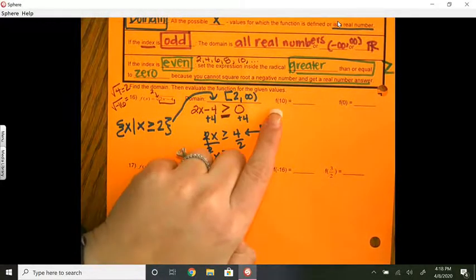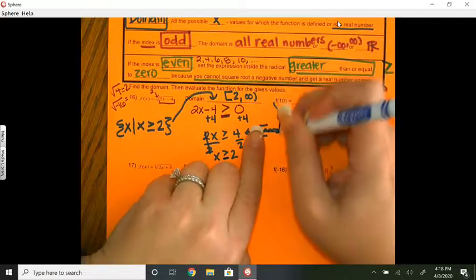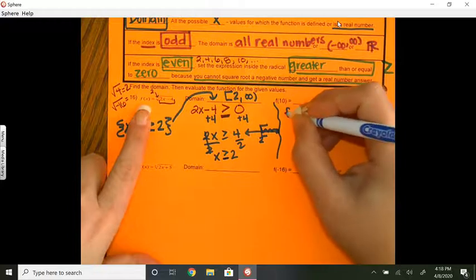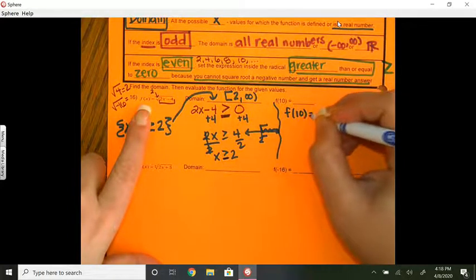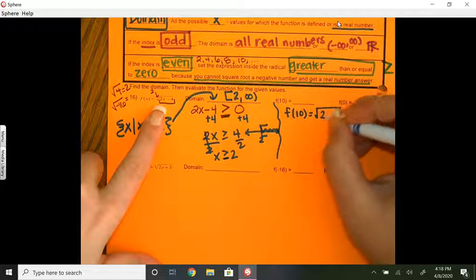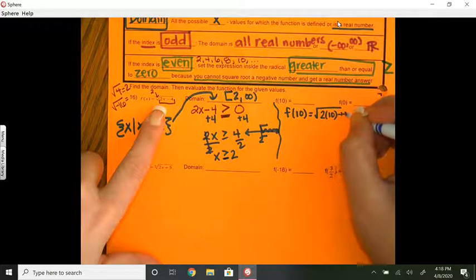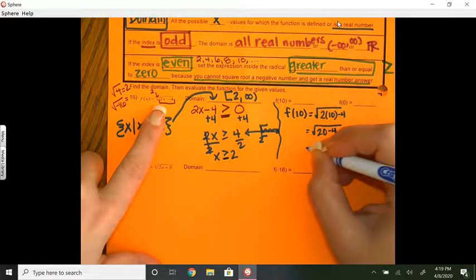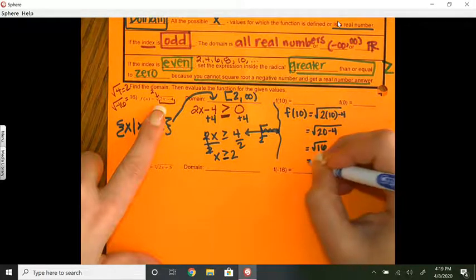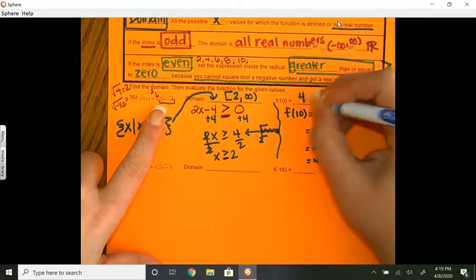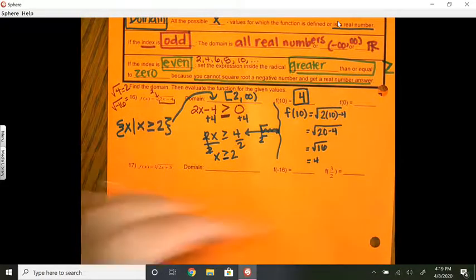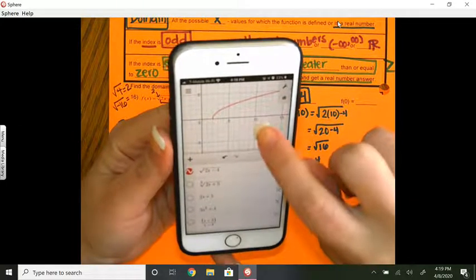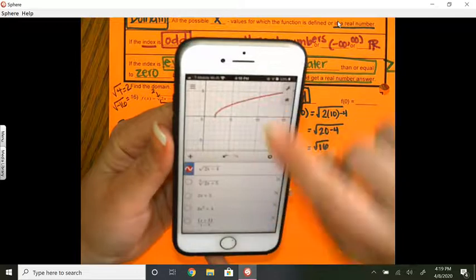So now f of 10, we've seen this before in this class. This is just saying take function f, and plug in 10 for the x value. So then we'd have 20 minus 4, and then we'd have the square root of 16, which is 4. So our answer is 4. So if we go back to our graph, if I go to 10, here is 10, and you can see it has a point over here on the graph.